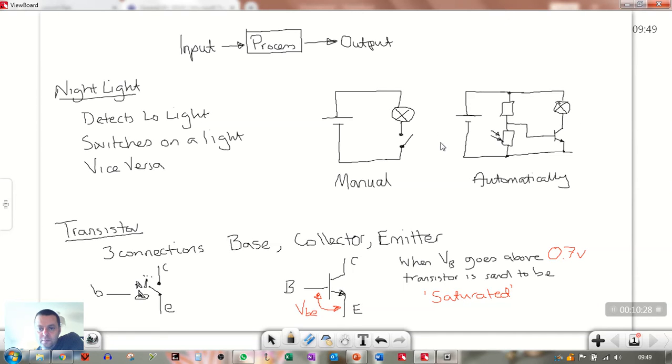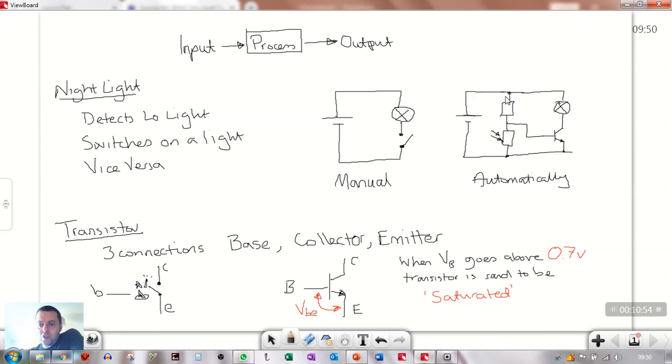What I'm going to ask you to do is access the notes in an assignment. I'll explain it in this video and then I'll set the assignment separately, where I want you to draw circuits that essentially look like this. The only things that are going to change are the sensor and the output device.